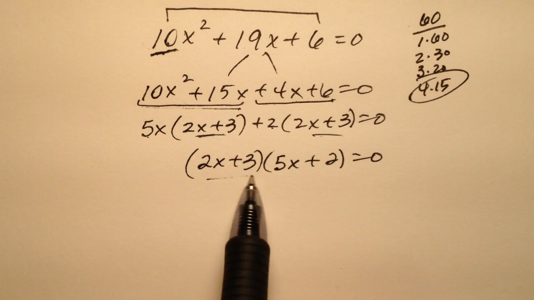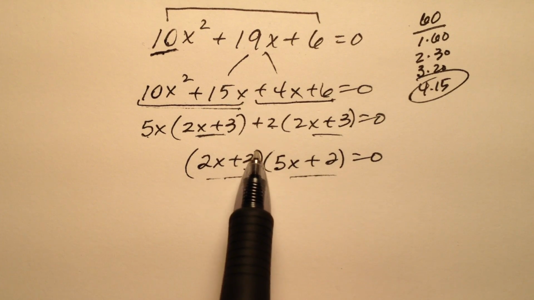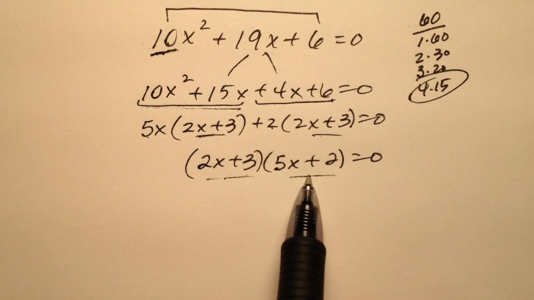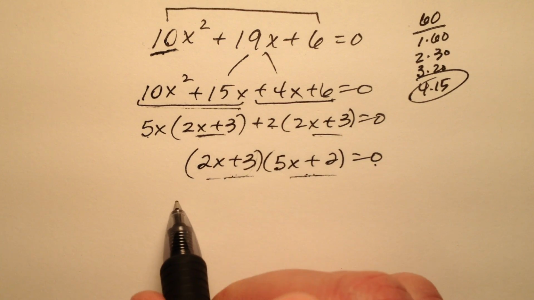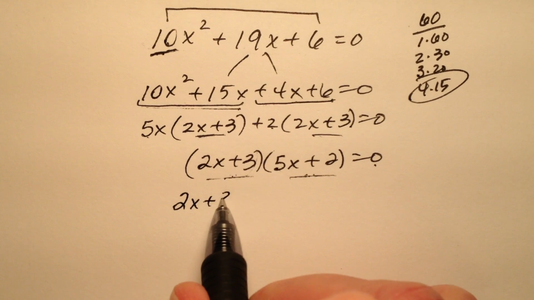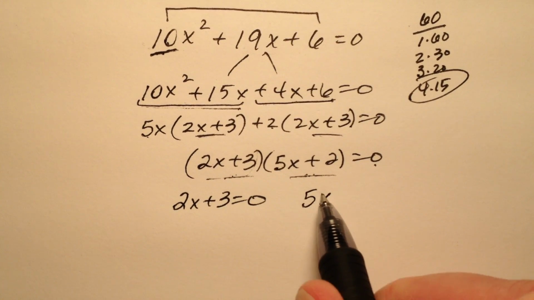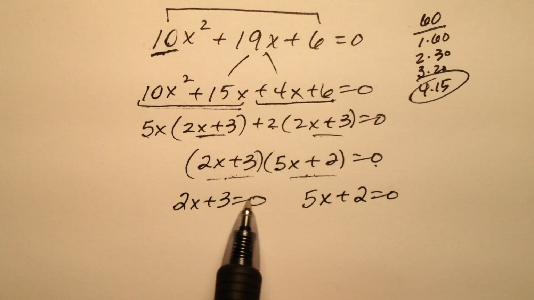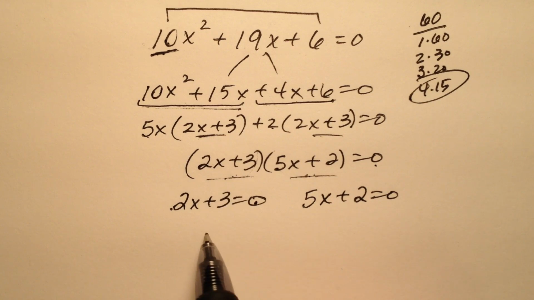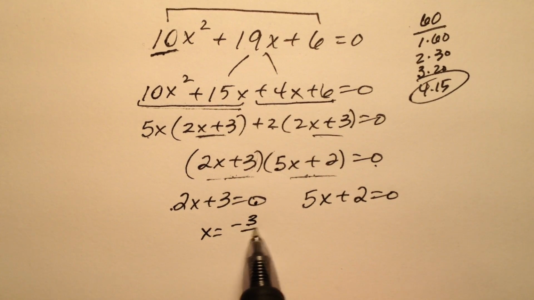So my zero property of multiplication tells me if I have these factors and I'm multiplying them together and I get 0, then at least one of these has to be 0. So I'm going to account for both of them, and I'm going to set each of them equal to 0 and solve. So when I subtract 3 from both sides, I'll have the negative 3 over here, and then when I divide by 2, I'll have negative 3 halves for one of my values of x.